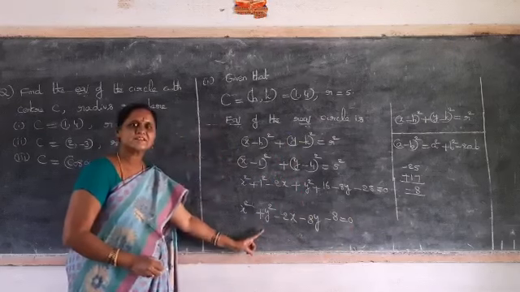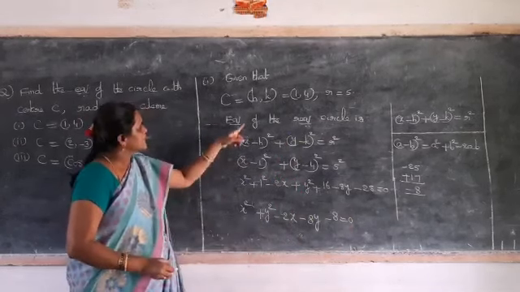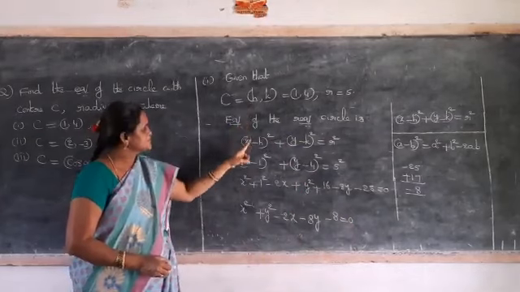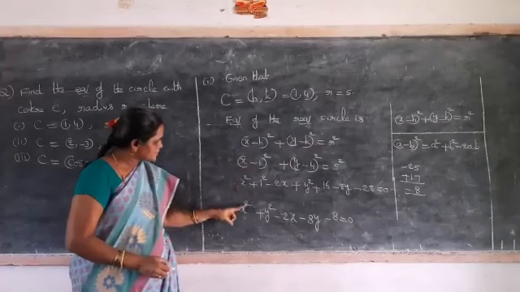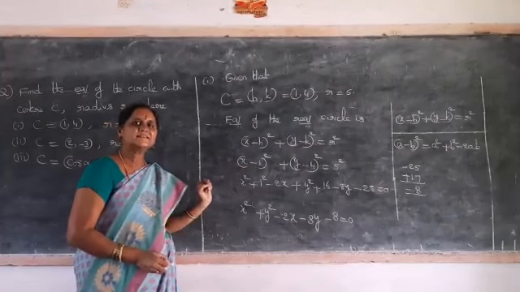So this is our answer. That is, first you give the naming, next you write the formula, next you apply the formula, next you do simplification, you get the answer.